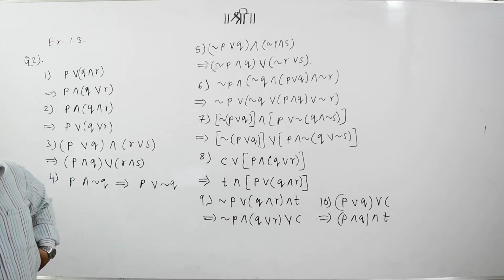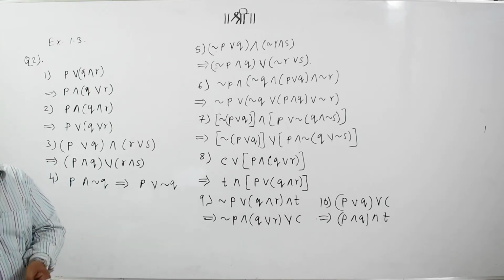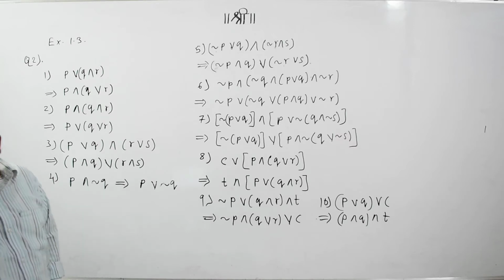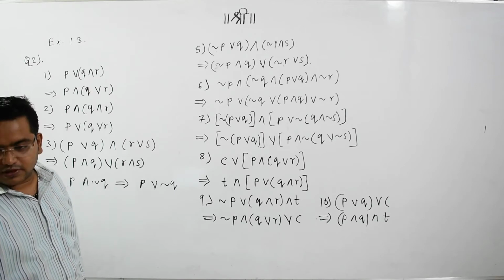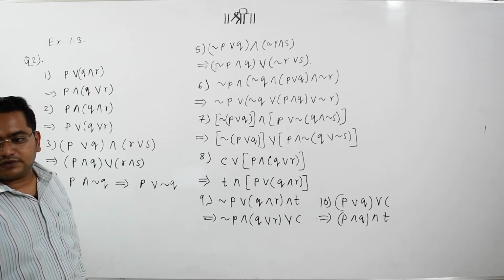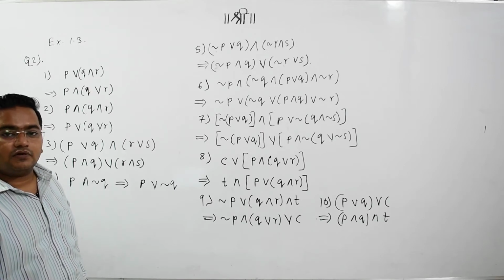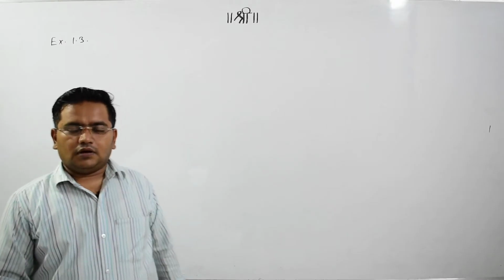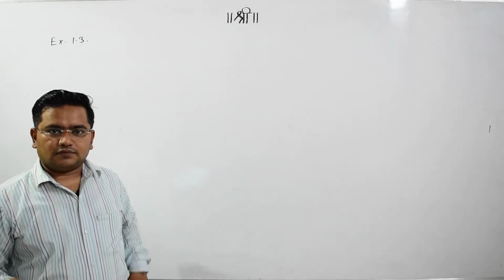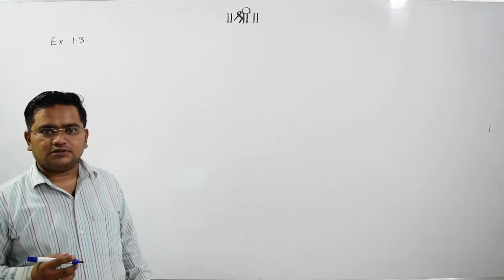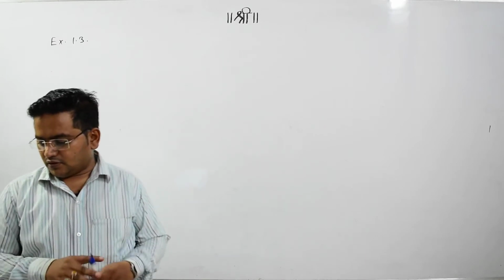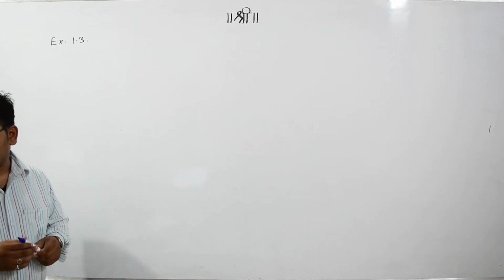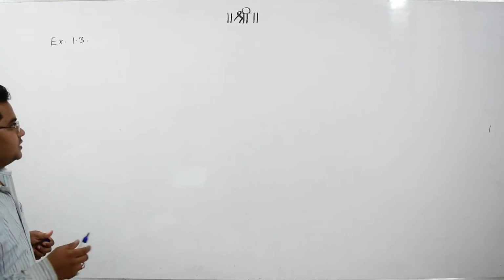We need to find the negation of the following statements. So finding the negation. First of all, how to find the negation of a mathematical statement? Let us see that. Now let's start with our next question. Our next question is finding the negation of the given statements. So write the negation of the following statements is our next question.